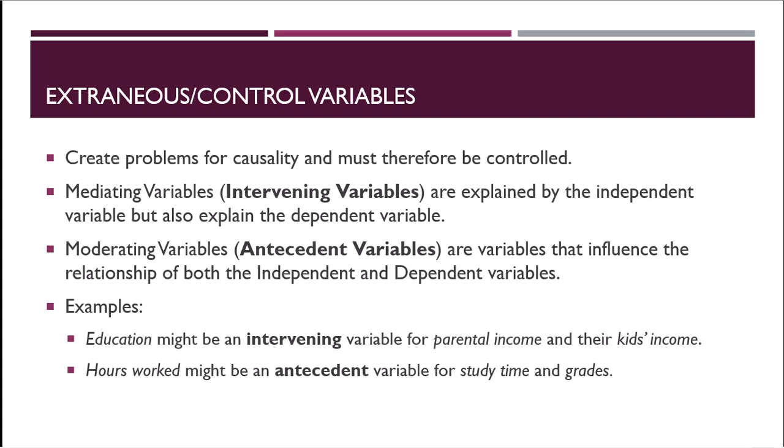Examples here, education is going to be our intervening variable for the variables parental income and kids' income. So we're saying here that parental income is going to cause some sort of change to education, which is then going to cause some sort of change to the kids' future income. In our other example, hours worked might be an antecedent variable for study time and grades. So in this case, the amount of hours worked is going to affect how much you can study and then your grades. So in the intervening, it goes between parental income and kids' income. For the antecedent, it comes before study time and grades.